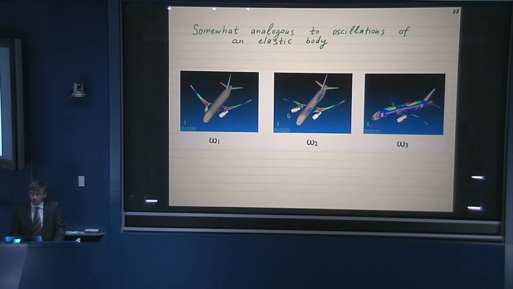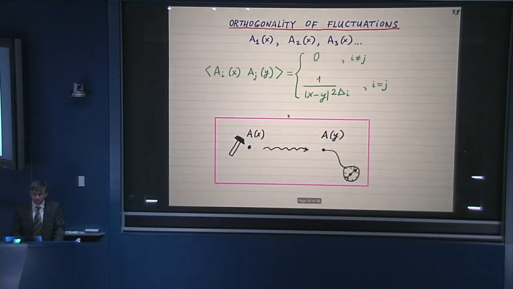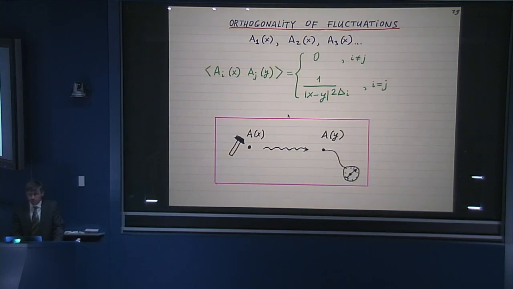But there is actually some difference between airplanes and magnets. Let me first tell you the similarity, and this concerns the orthogonality of fluctuations. So now here I'm going to give you some math again. There are different fluctuation types, and I call them here A1 of x, A2 of x, A3 of x, infinitely many. And what I mean by orthogonality is that if I consider a two-point function of these fluctuations Ai of x and Aj of y, then this is going to be a power law 1 over |x minus y| to the 2 delta i if i is equal to j.